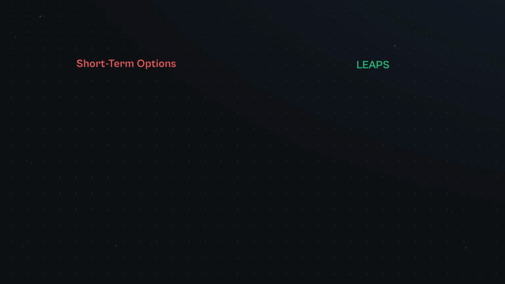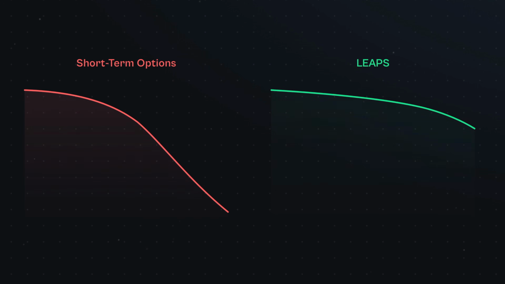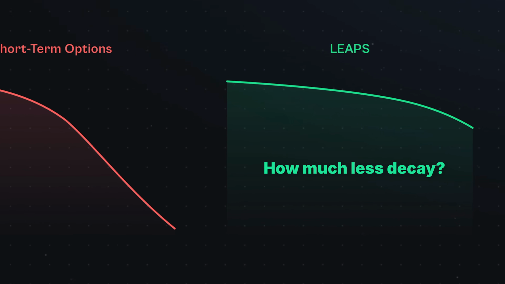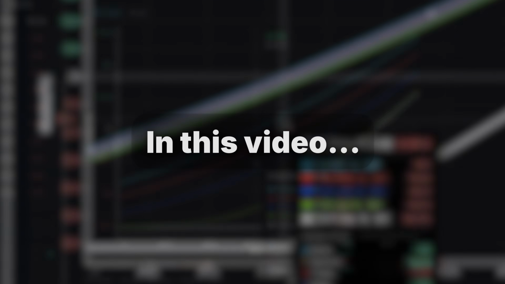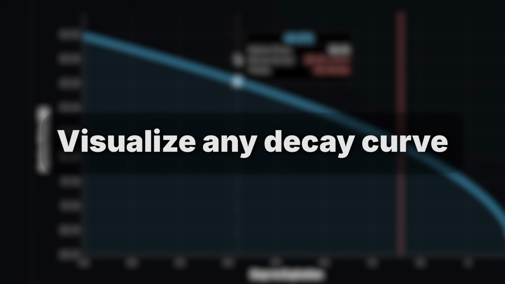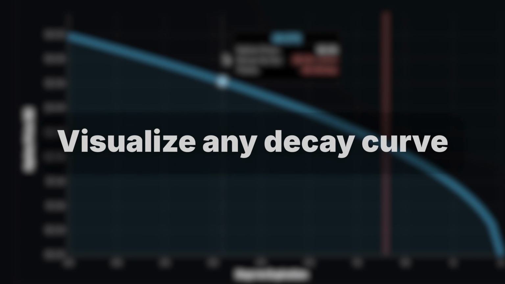You've probably heard that LEAPS options decay much slower than shorter term options, but the question is, how much slower do they actually decay? In this video, I'm going to visualize the decay of long-term versus short-term call options and show you a tool that you can use to visualize exactly how much any option decays over any time period.